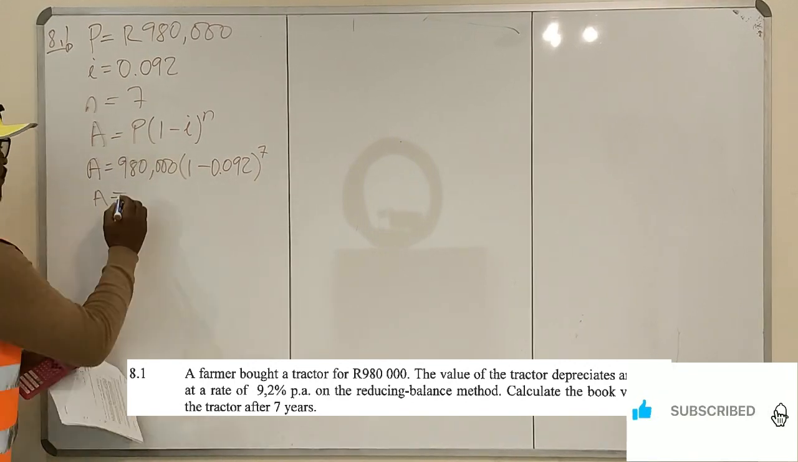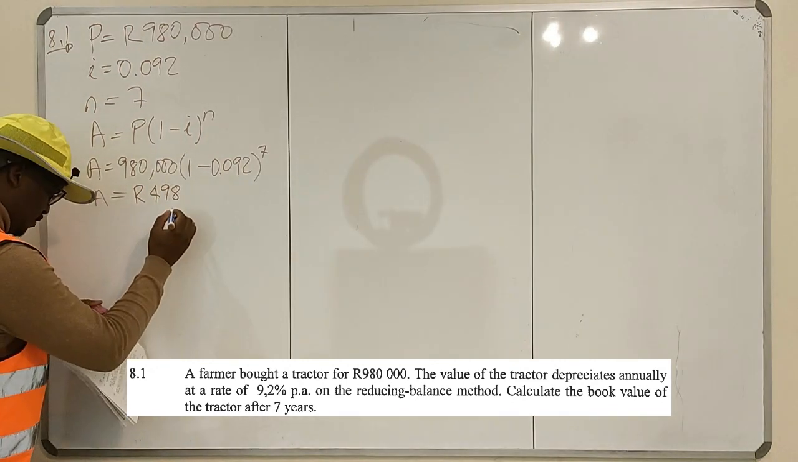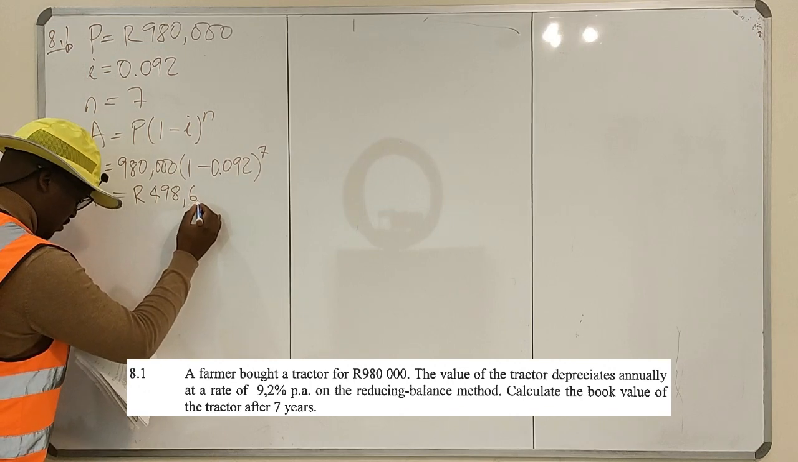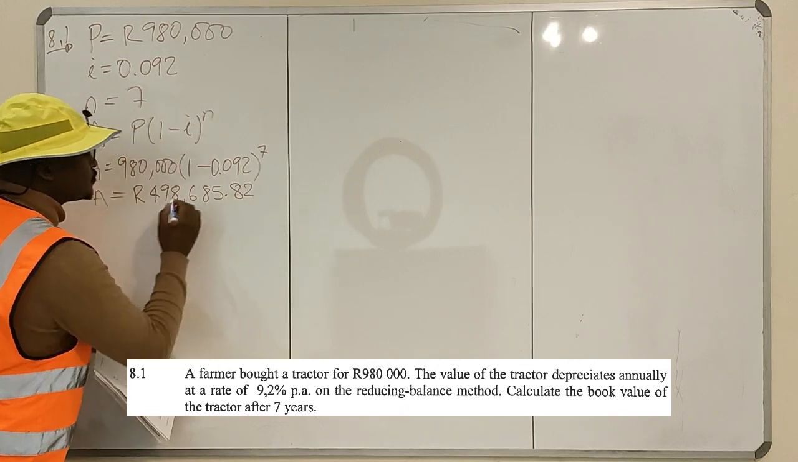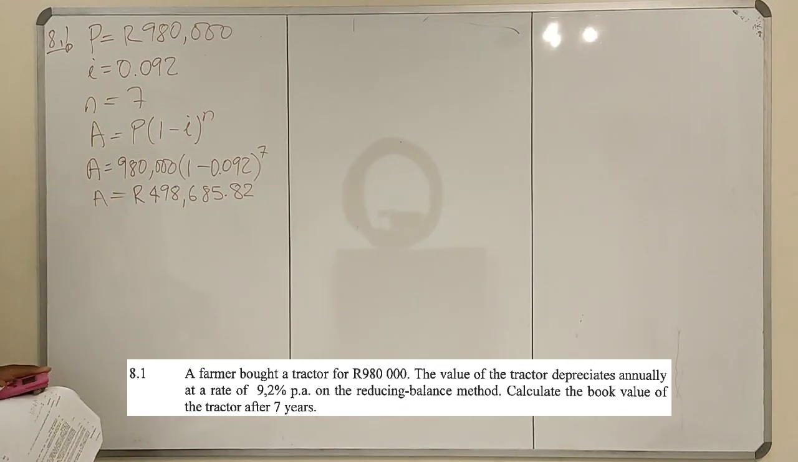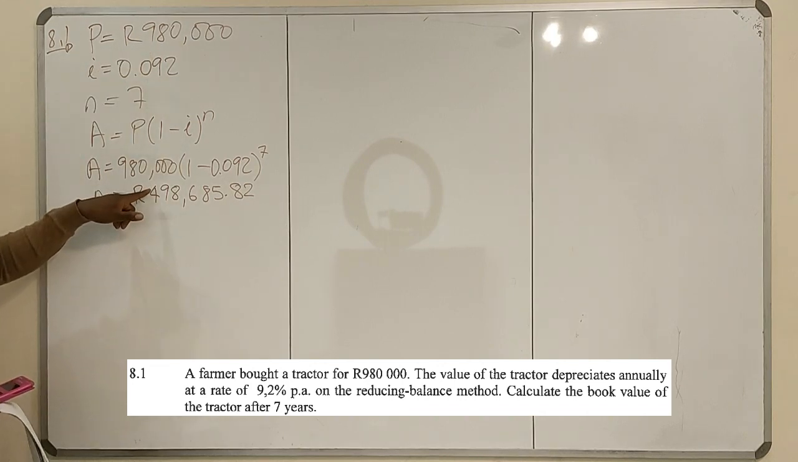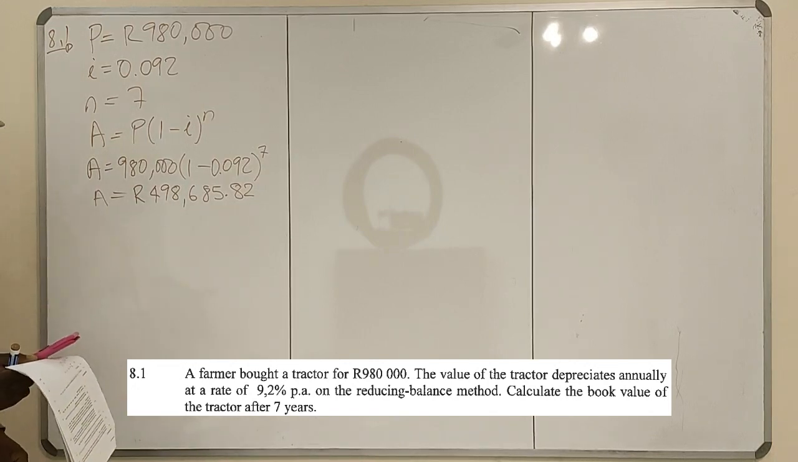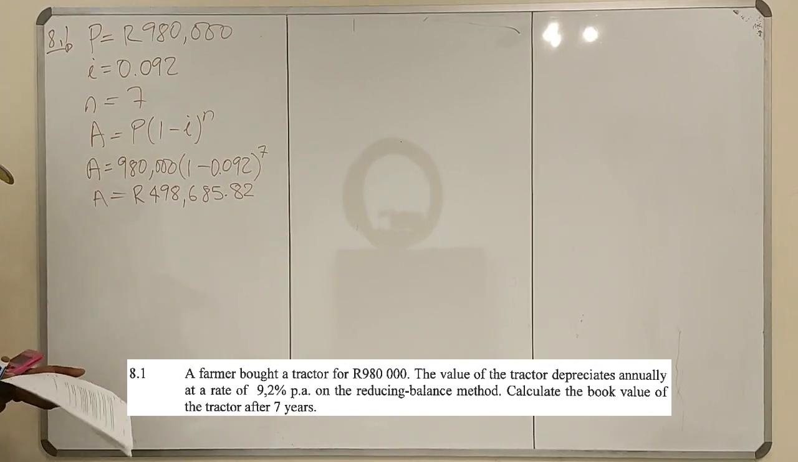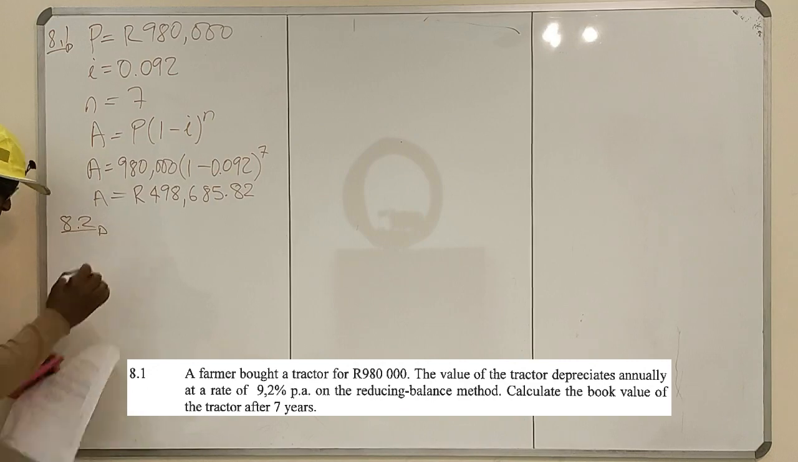So the book value of the tractor after 7 years of depreciation is 498,685 rands 82 cents. After 7 years of depreciation, the tractor will move from being 980,000 rands to 498,685 rand 82 cents. That's what the value of the tractor will be after 7 years. So we move to 8.2. Let's do 8.2.